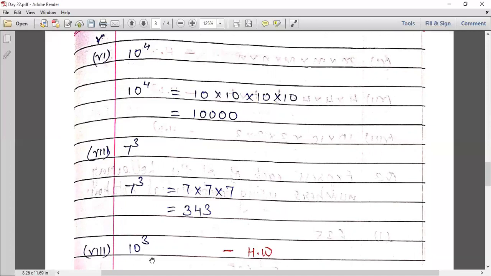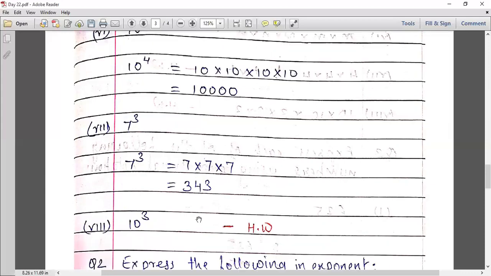Append 3 zeros in front of 1. Your answer will be 1000. That means 1000. Part 7. 7 raised to 3. 7 raised to 3, 7 into 7 into 7. 7 7's are 49, 49 7's are 343.